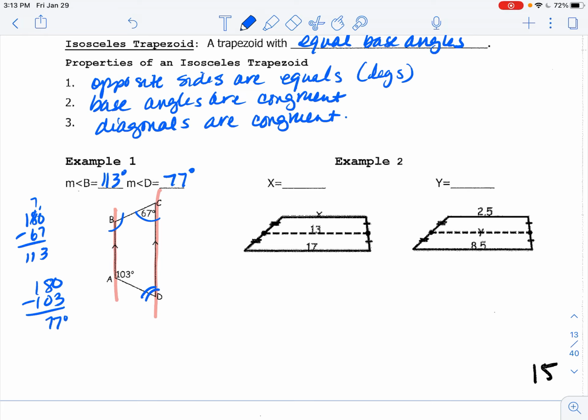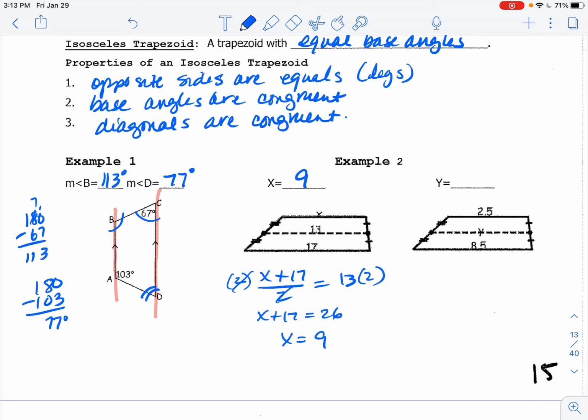Okay, in example 2, what this is showing us is that the mid-segment is 13. That is the average of these two bases. And so we know that x plus 17 divided by 2, because that's how you find an average, you add up the two numbers and divide by the number, equals 13. So in order to get the x by itself, I'm going to multiply both sides by 2, and that will give me x plus 17 is equal to 26. And if I take away 17, x should give us 9.